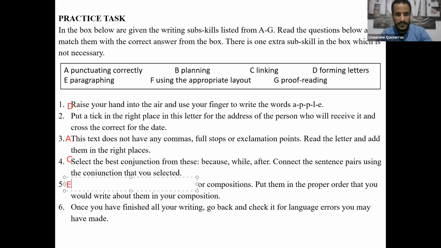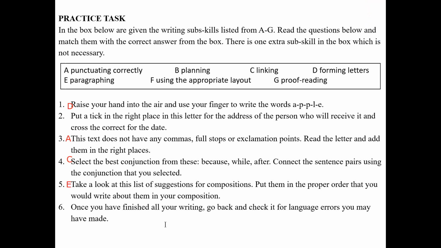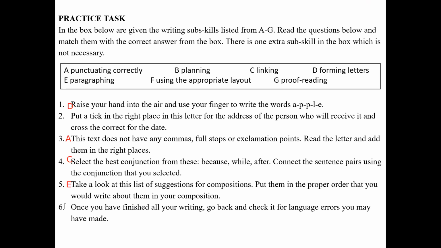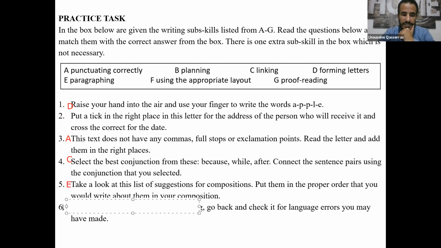It's E. Number 6. Another volunteer, Halima. Maybe it's G. Can you read first, please? Okay, once you have finished all your writing, go back and check it for language errors you may have made. So what is this? It's proofreading. You agree? Yes, sir. Proofreading. It's the last stage. So it is a G.